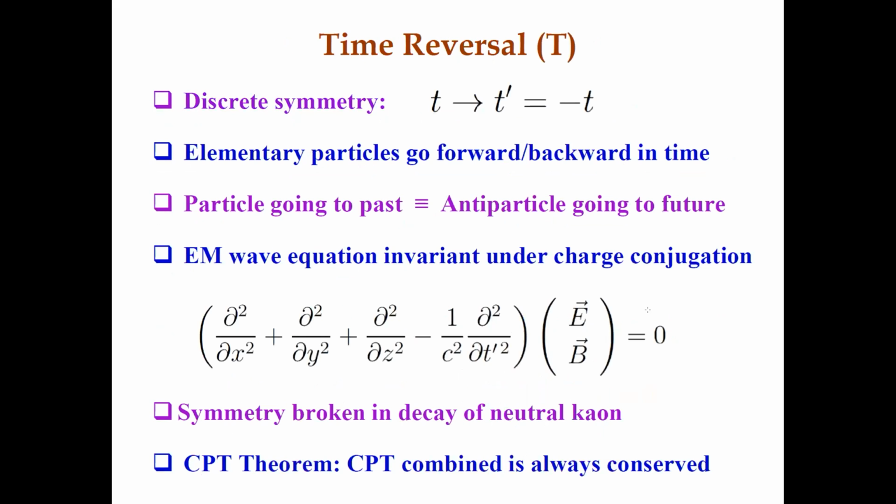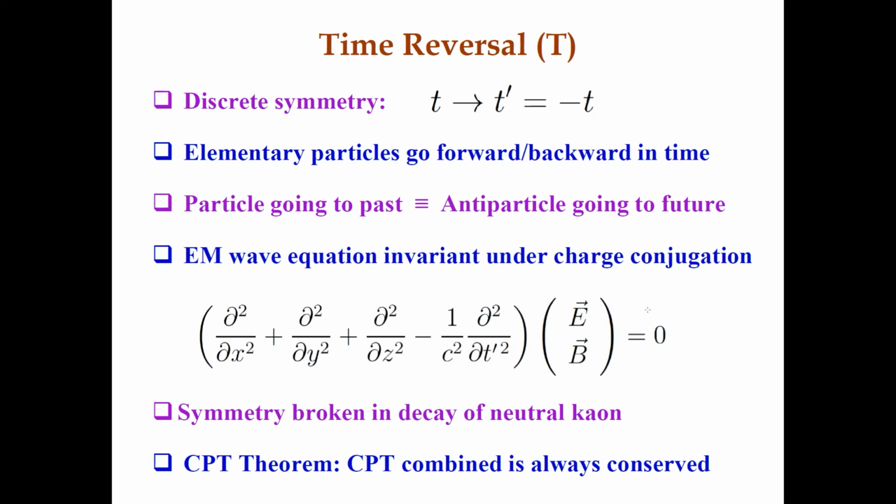Last but not the least, we have this discrete symmetry of time reversal. Namely, t goes to t prime, which is minus t. You flip the direction of time, and you might ask, how can you go back in time? Well, I cannot go and you cannot go as well, but for sure elementary particles can go both forward and backward in time. For elementary particles, the arrow of time does not exist.